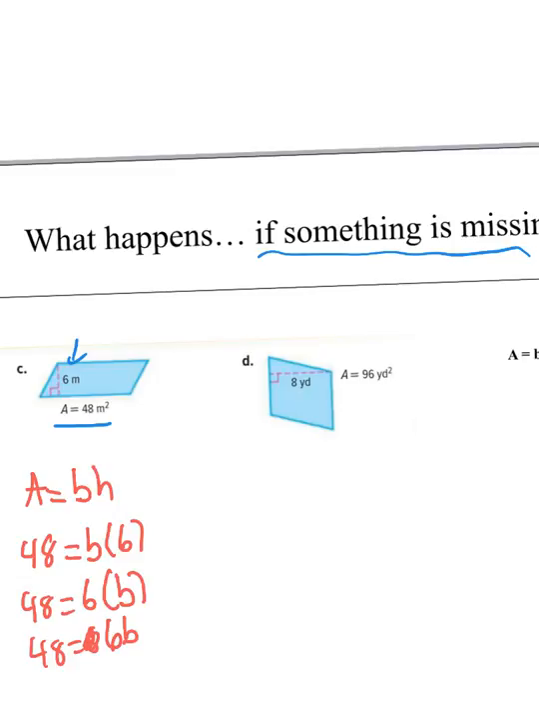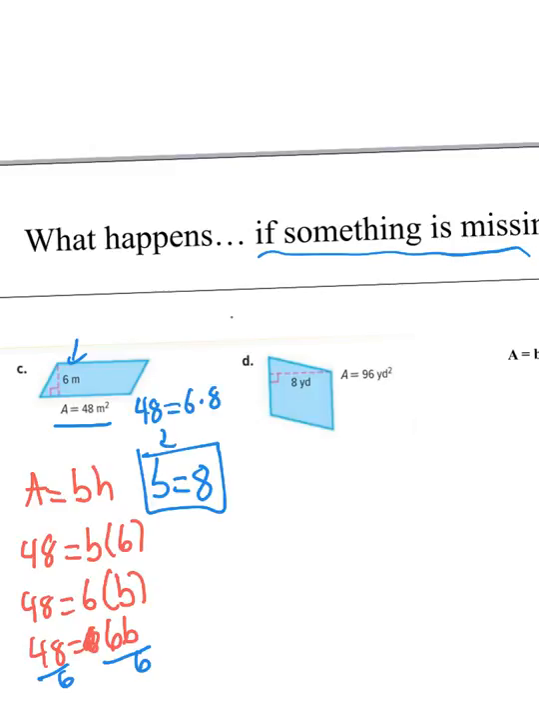Give you a second to think. You're right, I divide. Because remember, a coefficient next to a variable means to multiply. So the inverse operation is to divide by 6. Divide by 6, and so you get b is equal to 8. And if you plug that into the original formula, you would do 48 is equal to 6 times 8. And the reason why it's b is because b is the base.